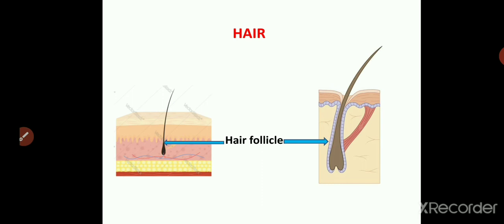What you can see in the diagram is the hair. The first diagram shows you the complete thin hair. The second shows you the enlarged view of it. You can see the pocket in which the hair is present. It is called the hair follicle.